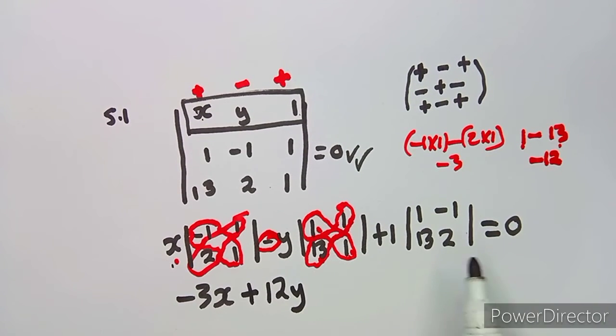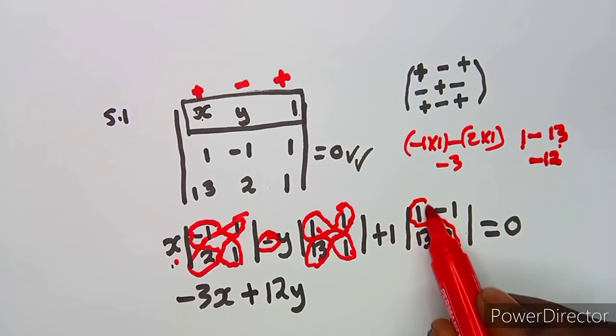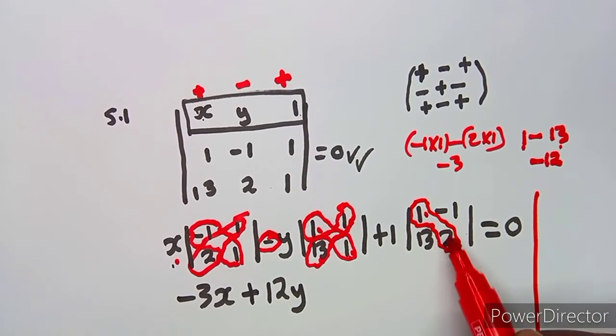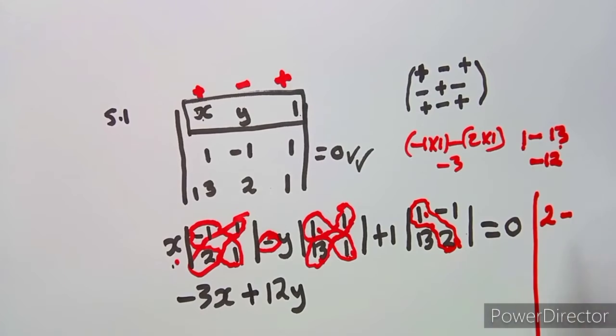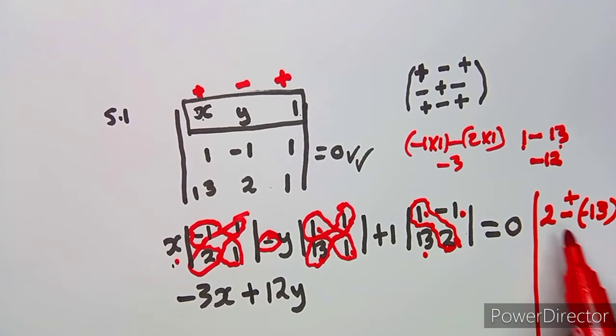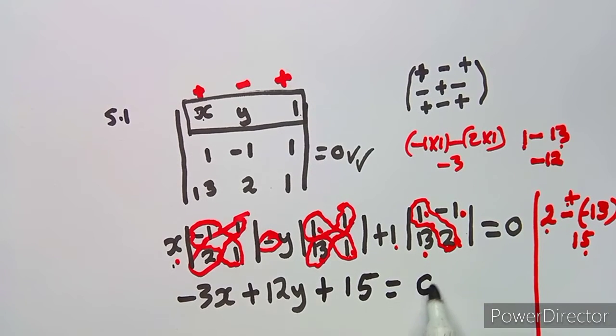We do the same here. We calculate the determinant again for these two. That's 1 and 2, which gives us 1 times 2, that's 2, minus 1 times 13, which is minus 13. So that's a plus, which is 2 plus 13, which is 15, times 1, which gives us 15. So we obtain 15 in this case, and this is equal to 0.